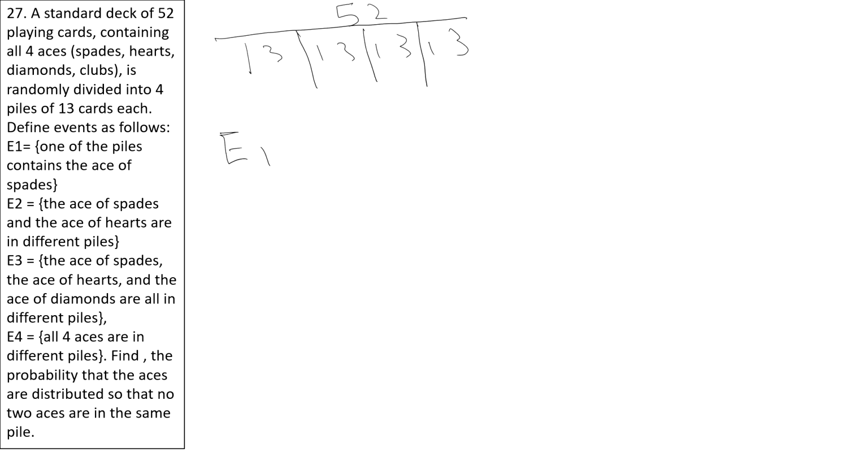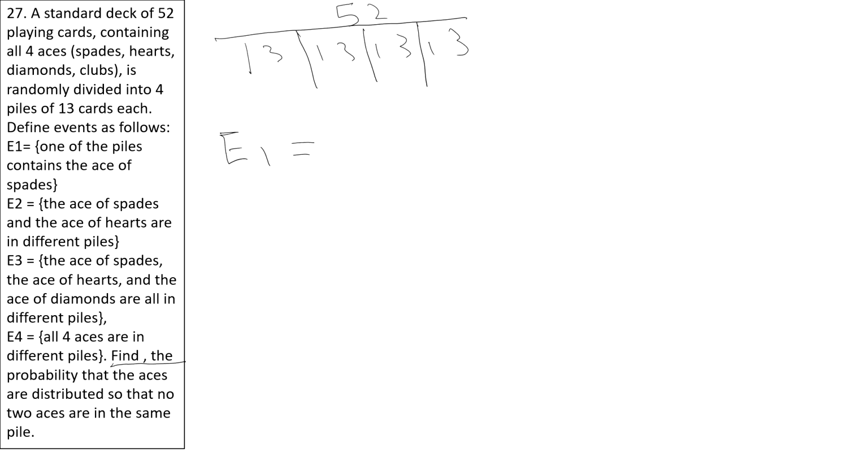E2 is the ace of spades and the ace of hearts are in different piles. E3 is the ace of spades, ace of hearts and the ace of diamonds are all in different piles. And finally, E4 is all four aces are in different piles. Find the probability that the aces are distributed so that no two aces are in the same pile. Now let's proceed with this.